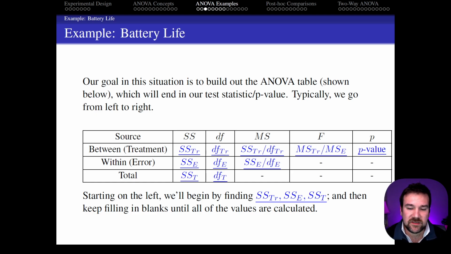It's sometimes easy to just go from left to right. And once we fill out the first column, actually, the rest of the calculations aren't too hard. So I'll start by finding the sum of squares treatment, or again, the other notation, sum of squares between, the sum of squares error, again, the other notation, sum of squares within, and the sum of squares total.